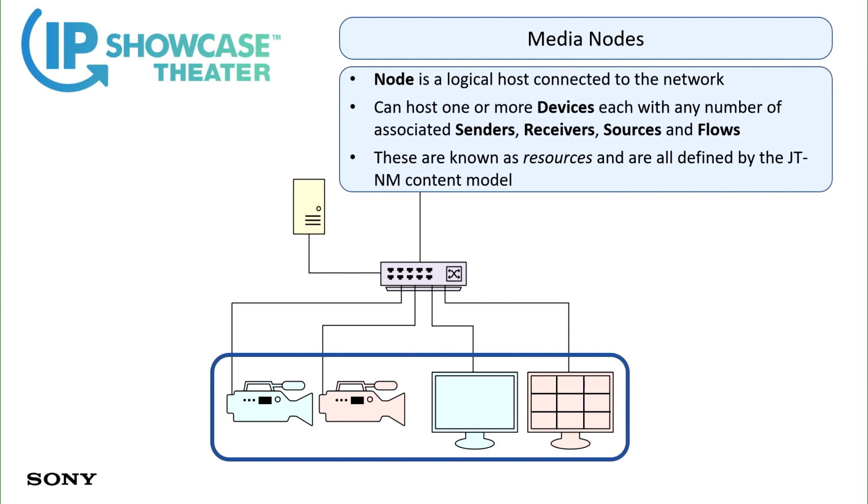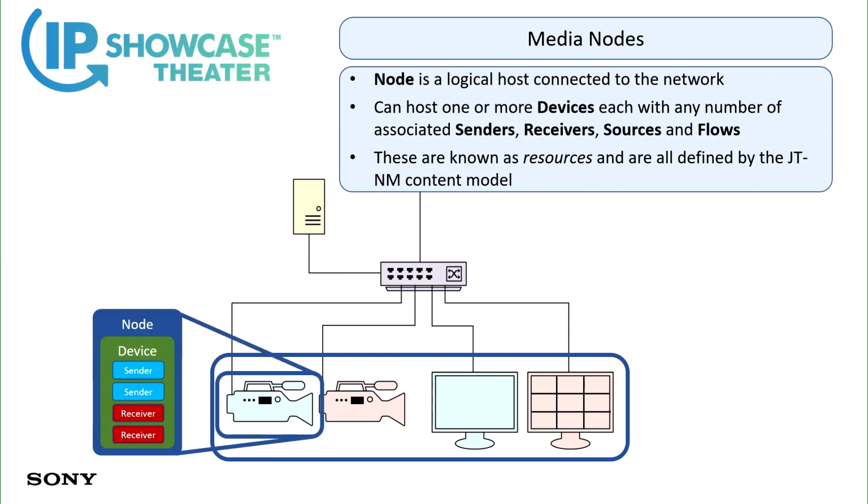So here we've got a couple of cameras and a couple of monitors. A media node in NMOS terms is defined as a logical host connected to the network. And that logical host can host one or more blocks of functionality that are known as devices. And those devices themselves can contain a number of senders, receivers, sources, and flows. And all of these things you see in bold there are known as resources in NMOS terms. And they're all defined by the JT-NM content model.